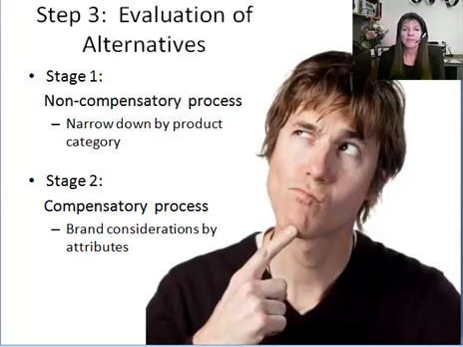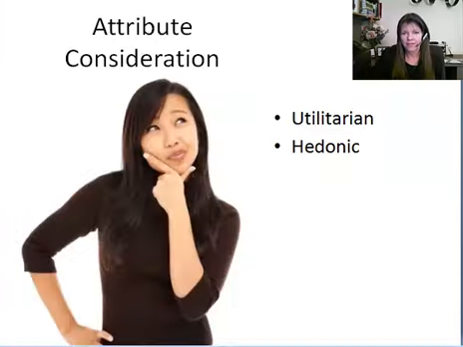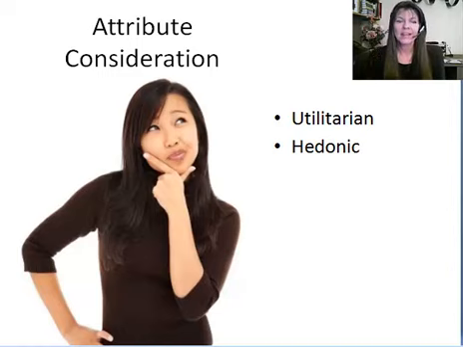Stage 2 is more involved. This is a compensatory process. And this is the process of considering which brand within that category to purchase by evaluating the attributes. So a lot more involved here. Let's look at this process more carefully. Okay? First off, there are different types of attribute considerations. So attributes can address utilitarian needs and or hedonic needs.